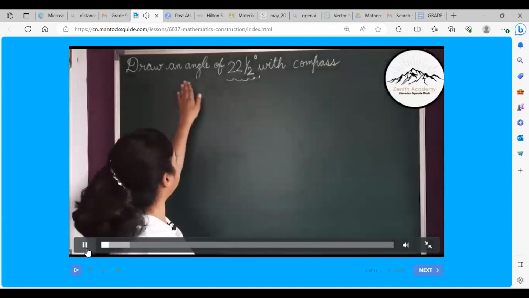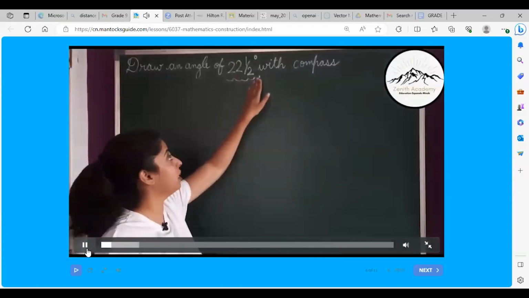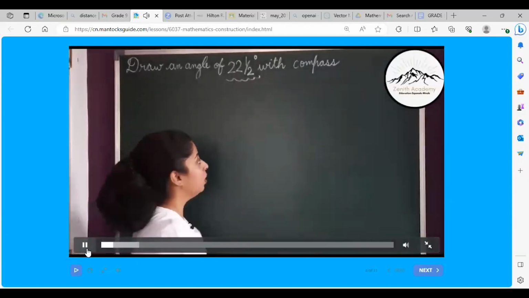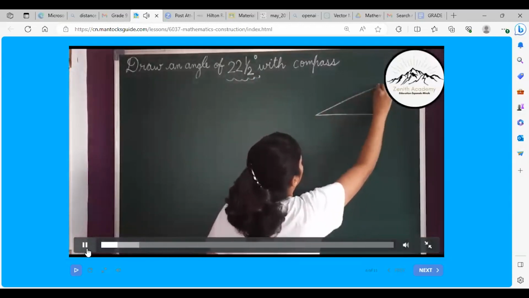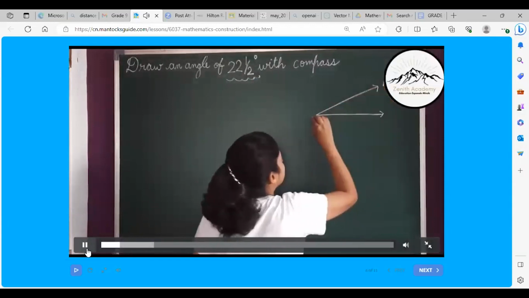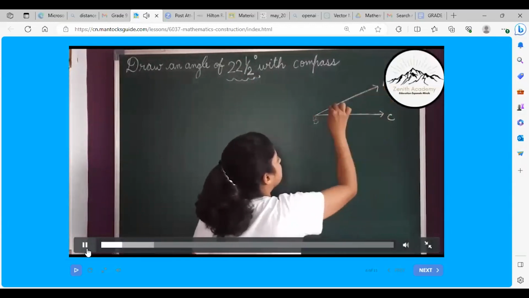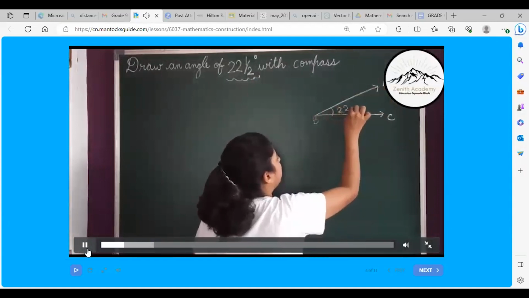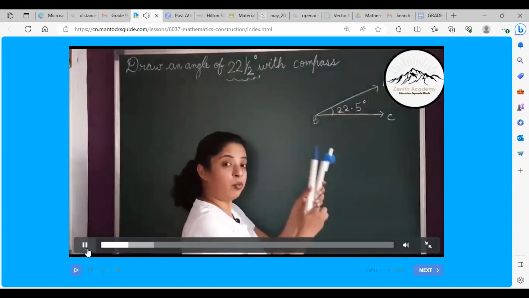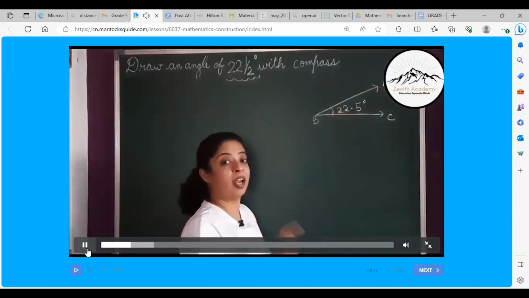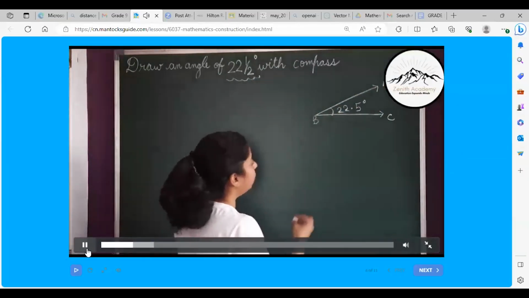My name is Shagufta Jaipuri, and today I will teach you how to draw an angle of 22.5 degree with the help of a compass. So suppose you want to draw an angle ABC like this, which is 22.5 degree, and you have to use compass and scale to draw that and not the protractor.